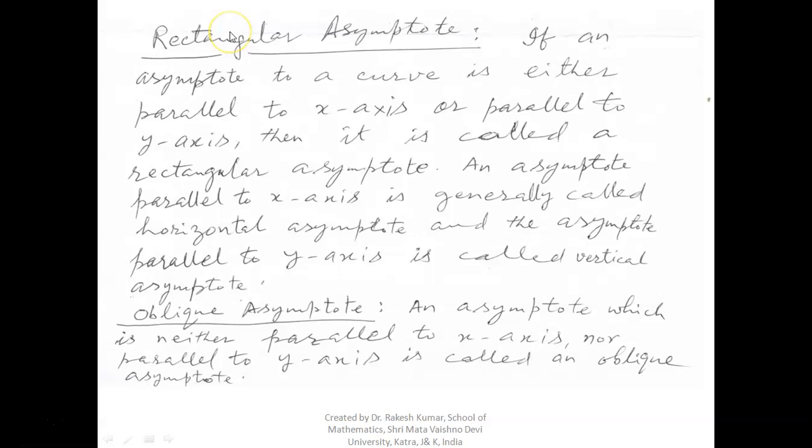Now types of asymptotes. Rectangular asymptote: if an asymptote to a curve is either parallel to x-axis or parallel to y-axis, then it is called a rectangular asymptote. An asymptote parallel to x-axis is generally called a horizontal asymptote, and an asymptote parallel to y-axis is called a vertical asymptote. The second kind is the oblique asymptote. An asymptote which is neither parallel to x-axis nor parallel to y-axis is called an oblique asymptote.